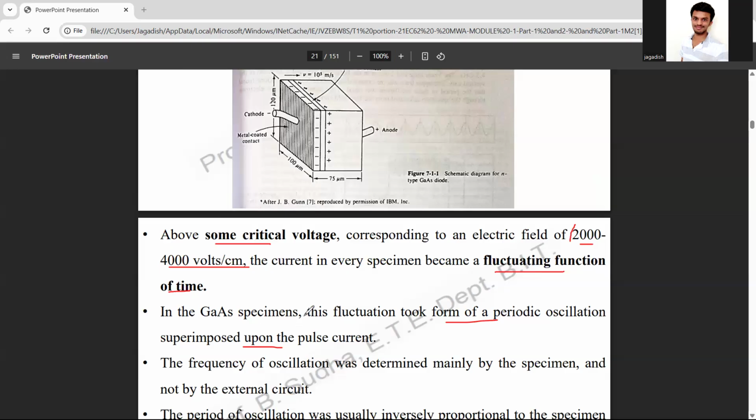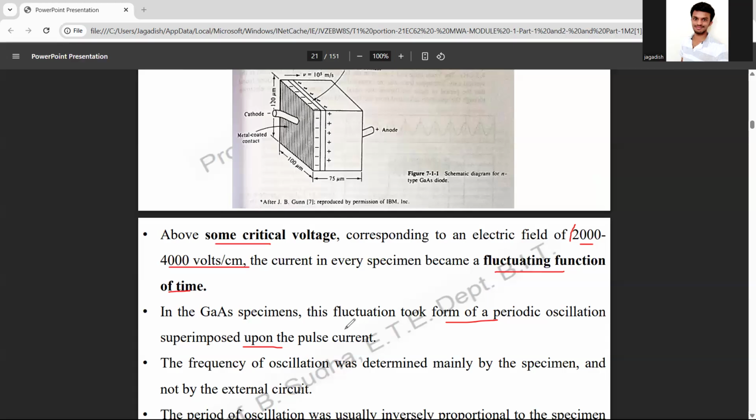In the gallium arsenide specimen, this fluctuation took form of a periodic oscillation superimposed upon the pulse current. So what happens in the gallium arsenide specimen? The fluctuation took form of a periodic oscillation superimposed upon the pulse current. The frequency of oscillation was determined mainly by the specimen and not by the external circuit.